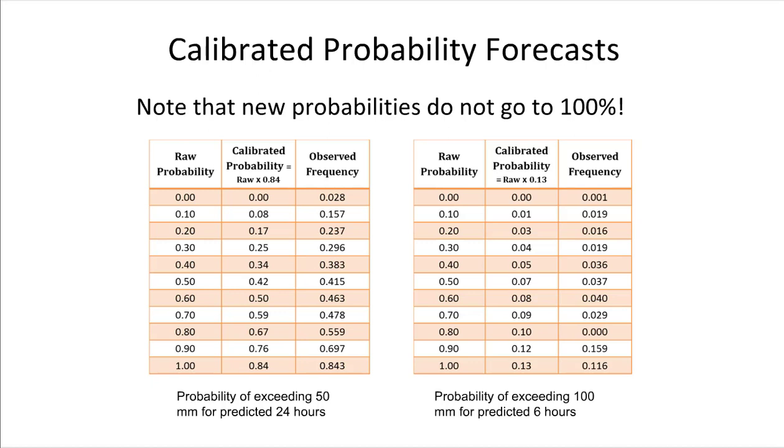For example, the calibrated probabilities, indicated by the center column in each table, match the observed frequency in the right column much better than the uncalibrated probabilities, which are indicated in the left column. However, this significantly reduces the maximum possible probability value. For the 100 millimeter in 6 hour threshold on the right, the probability never exceeds 13%. You have to keep this in mind when interpreting the guidance.